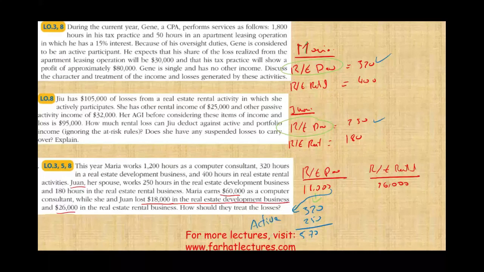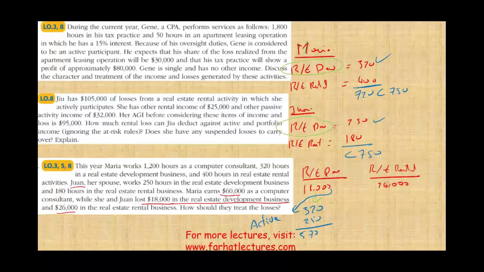Okay, what does that mean? Well, that's not income, but all these losses are active. Therefore, the rental loss is active. It means we can offset it against active income and portfolio income. Now, for the 750 hours, we cannot combine. So for Maria, 320 plus 400 is 720. That's less than 750, and obviously this is less than 750 for Juan.